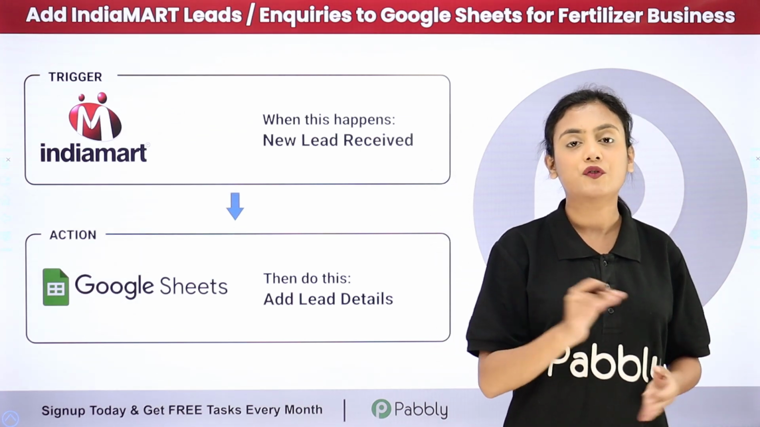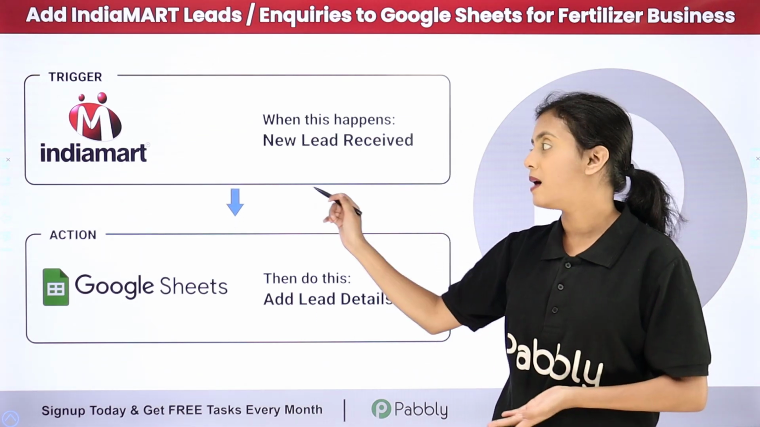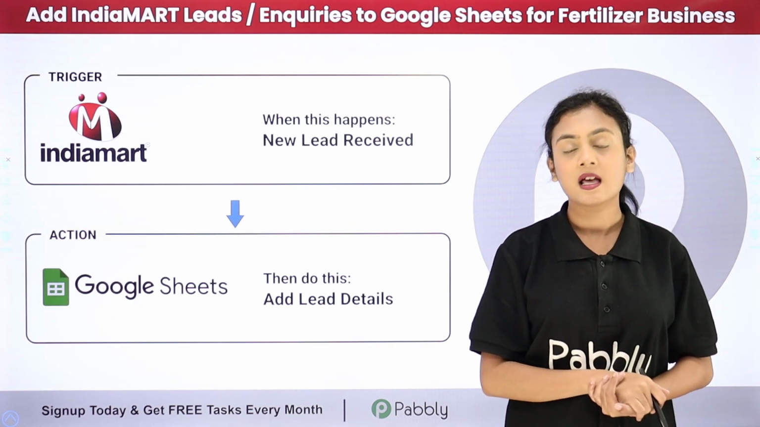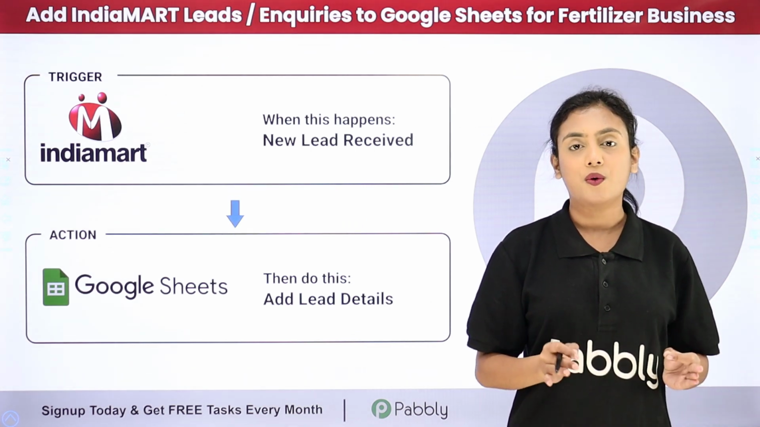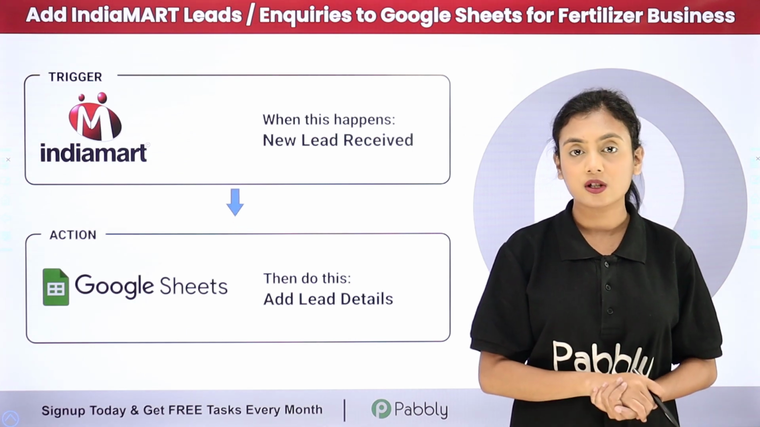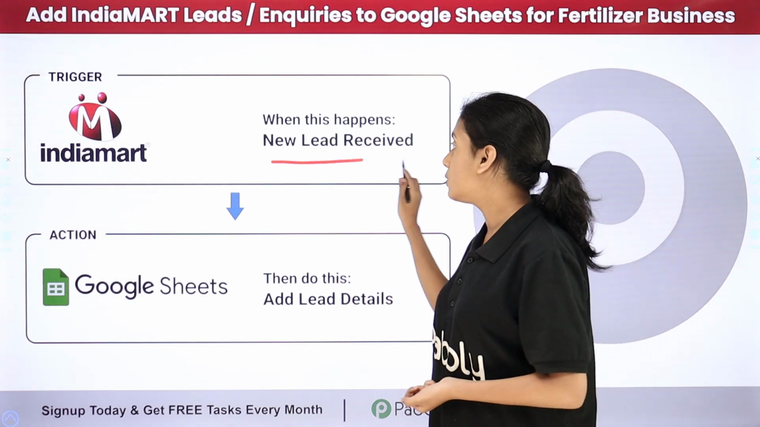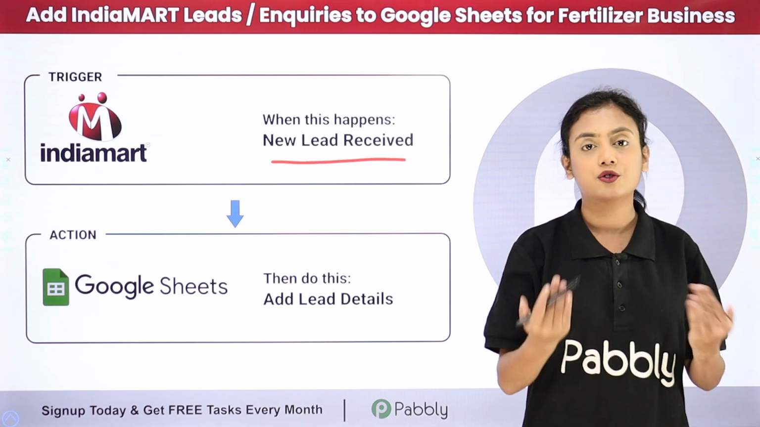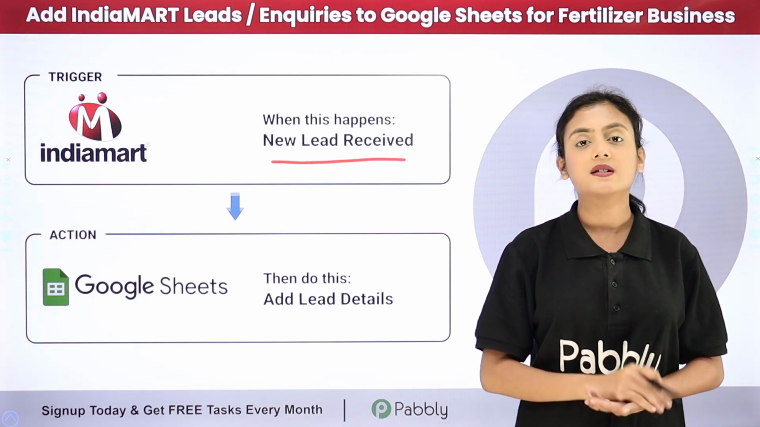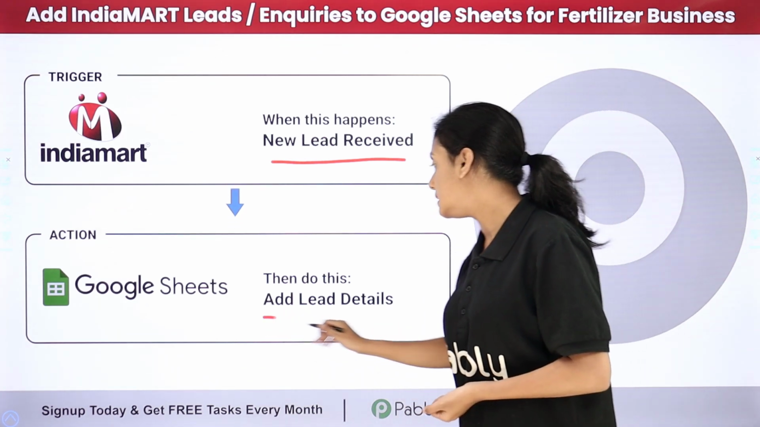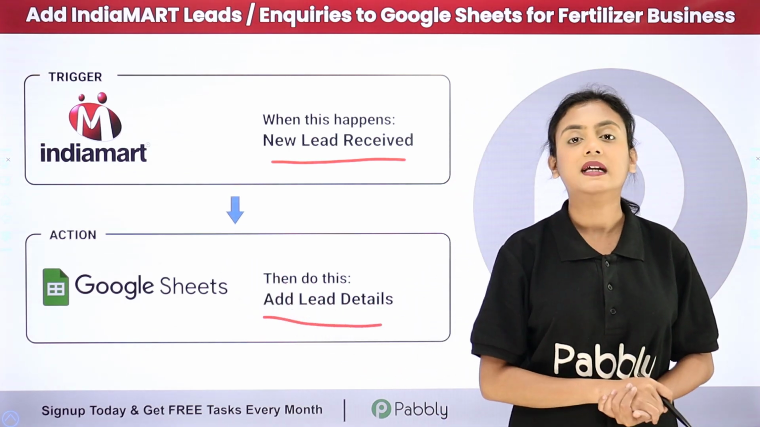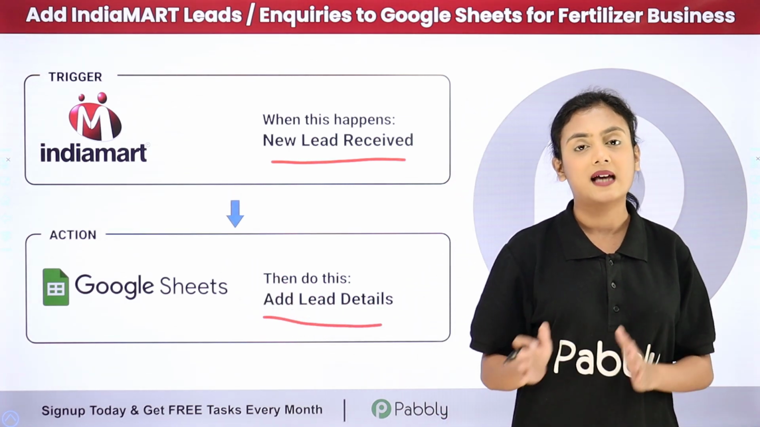So I'm an owner of a fertilizer business and using IndiaMART I receive a lot of leads and inquiries for my business. Here what I want is that as soon as a new lead is generated using IndiaMART from one of the potential customers or clients, and I receive the lead details, I want to create a record of the lead details in my Google Sheets. Now creating these records manually can be very time consuming.